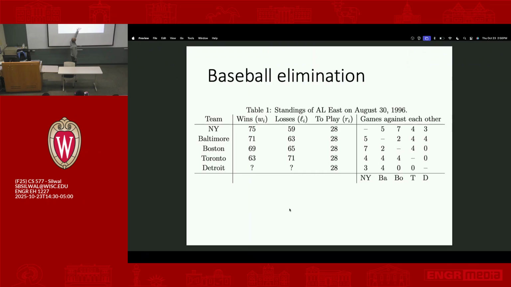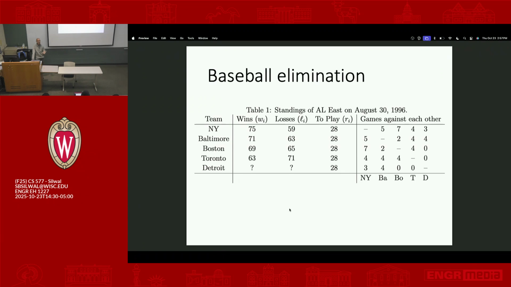Everybody has 28 games left to play, and I didn't show you the other teams. There are also teams in other divisions, so that's why this number is high. But the important thing is that among these teams, there are also some number of games they have left to play with each other. Okay, and the question is, when can I guarantee that a team can never be first?